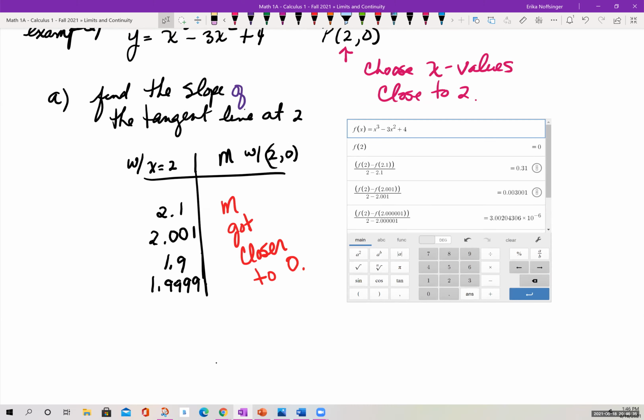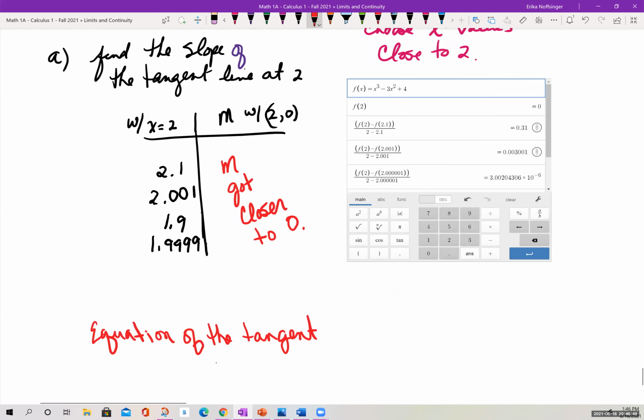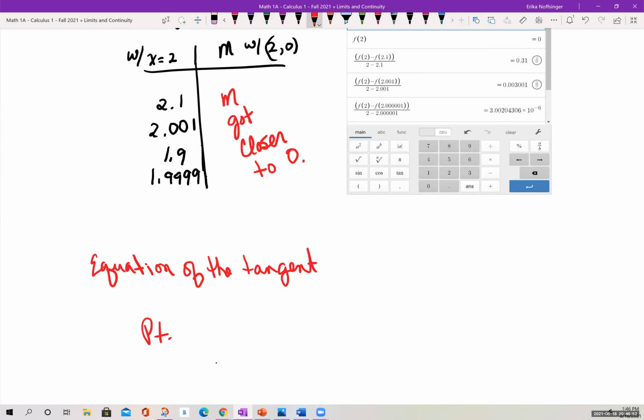Remember, you need 2 things to find the equation of a line. A point and the slope. So equation of the tangent line. Well, we had the point, it was given to us, right? Our point was 2, 0. And we found that our slope was 0.